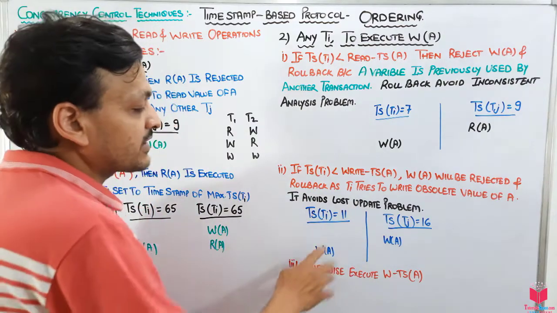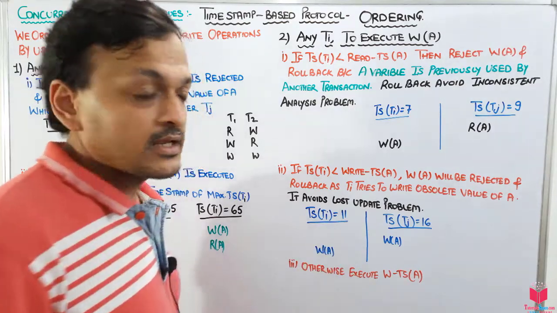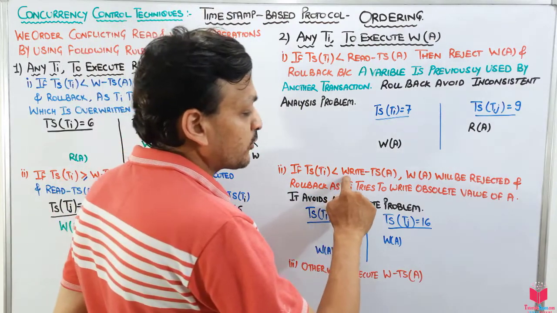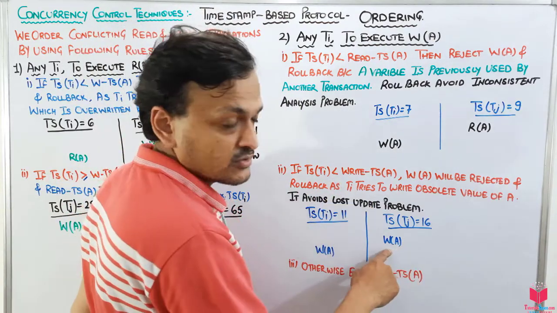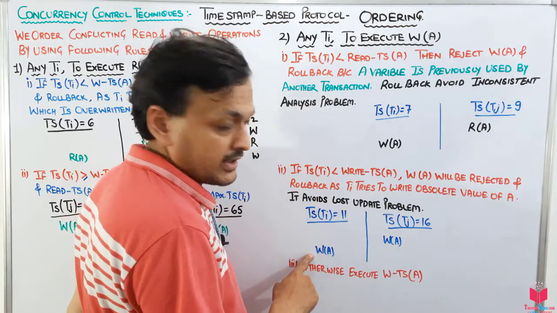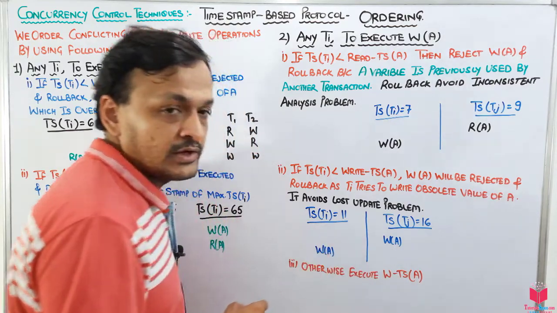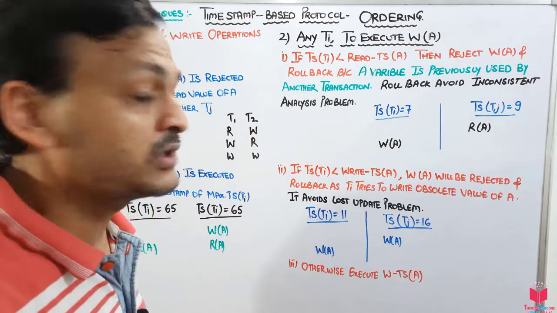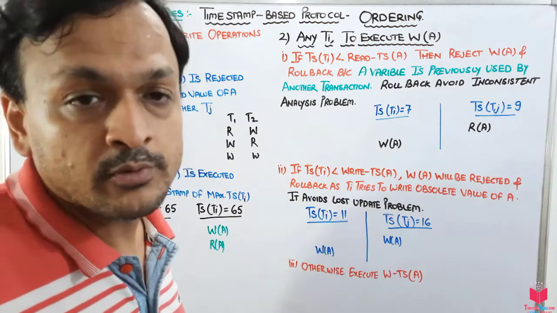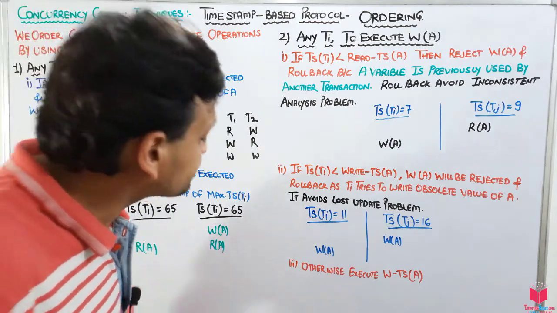Let's suppose we have transaction Ti with timestamp 11, then Tj with timestamp 16. According to that, Tj has performed the write operation most recently, then Ti comes and wants to write on A after that. It has already been written and we are trying to write another, obsolete value of A. So it creates a lost update problem, and it is confusing which update we have to use.